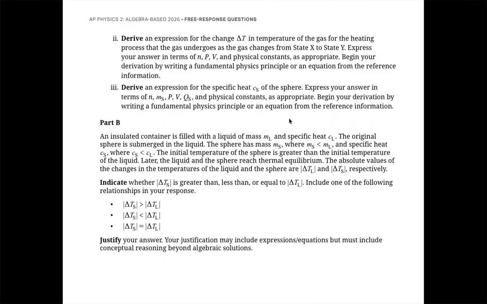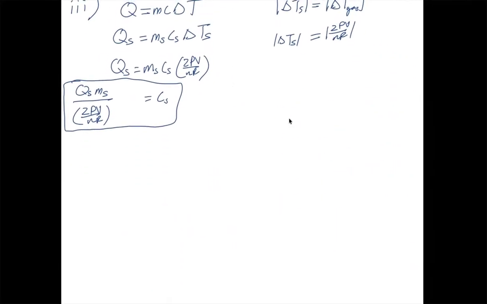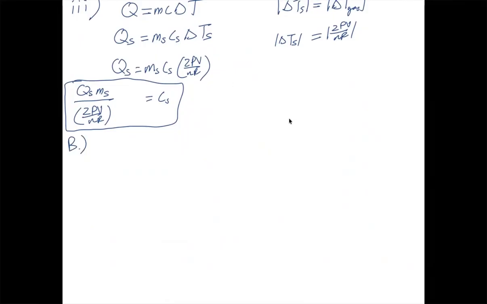Later, the liquid and the sphere reach a thermal equilibrium, and the absolute values of the changes in temperatures are delta T sub L and delta T sub S respectively. Indicate whether delta T sub S is greater than, less than, or equal to delta T sub L. Okay, so if you think about this for part B, you can draw out a scenario like this. We're going to have the sphere and then the liquid, each with their respective masses and specific heats.